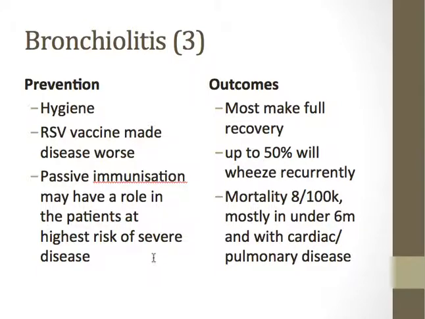Passive immunisation is where the child is given antibody in the form of intravenous immunoglobulin, which then mops up virus and may attenuate the illness. Outcome: the vast majority make a full recovery, although up to 50% will wheeze recurrently with further childhood viral infections. The mortality is low at 8 per 100,000, and the vast majority of these will be in this group of patients. So that's bronchiolitis. Now we'll move on to our next infectious lung syndrome.